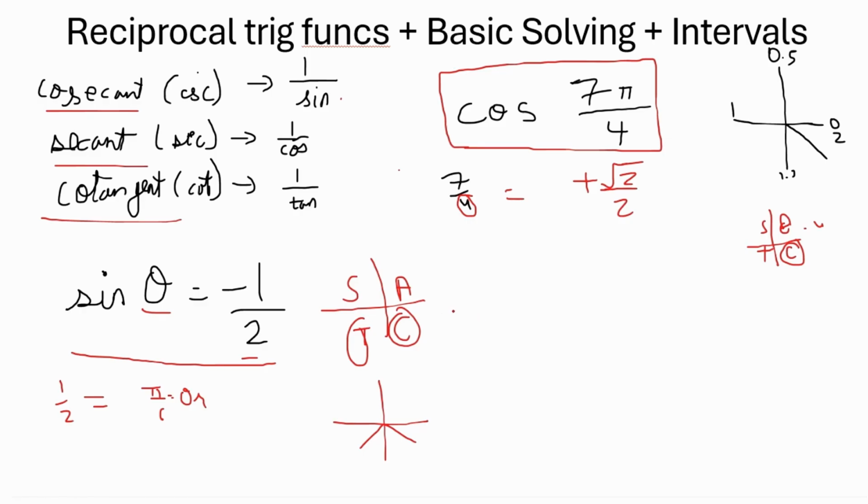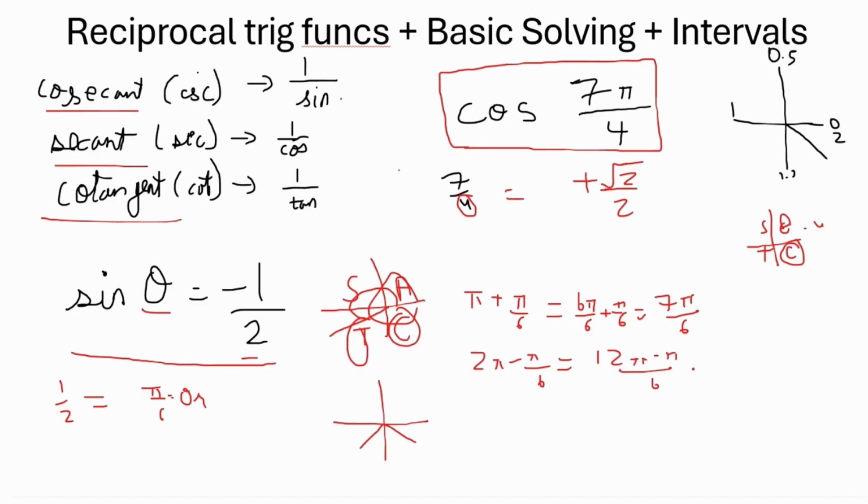So you're in quadrant 3 and 4. In quadrant 3, my answer is pi plus pi over 6. With a little bit of solving, this becomes 6 pi over 6 plus pi over 6, which is 7 pi over 6. And my other one is 2 pi minus pi over 6. 2 pi and then go back pi over 6. So that becomes 12 pi over 6 minus pi over 6, which is 11 pi over 6. So those are my two answers, or are they?